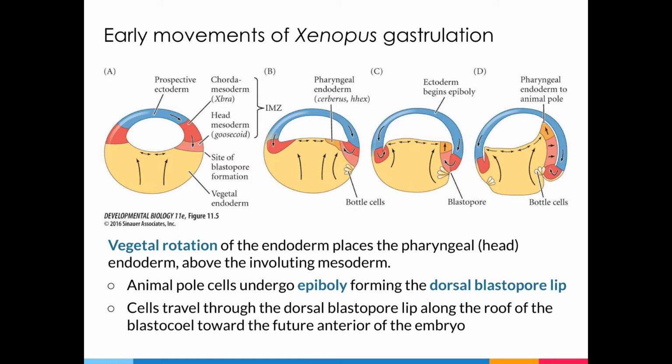Eventually, as you can see in this image, the cells of the head endoderm lead the way, migrating along the inner surface of the roof of the blastocele as they travel to what's going to become the future anterior of the embryo. At the same time, the animal pole cells undergo epibole, producing a stream of cells that converge at and become the dorsal blastopore lip.